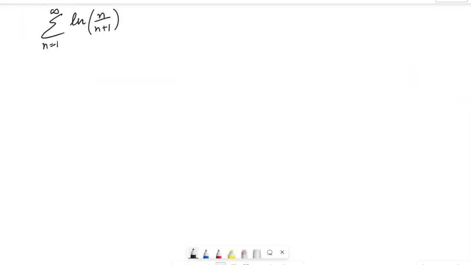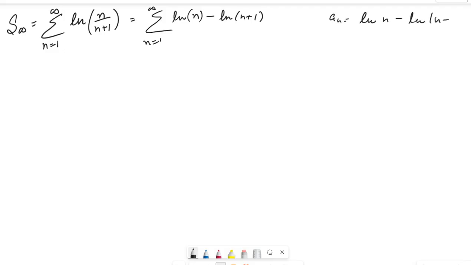Let's work on another example. This is a natural log kind of series: the natural log of n/(n+1), with n from 1 to infinity. Again, we need to find the sum to infinity. I can use the property of logs to write this as log of n minus log of n+1, if you guys notice. So my general term basically is log of n minus log of n+1.